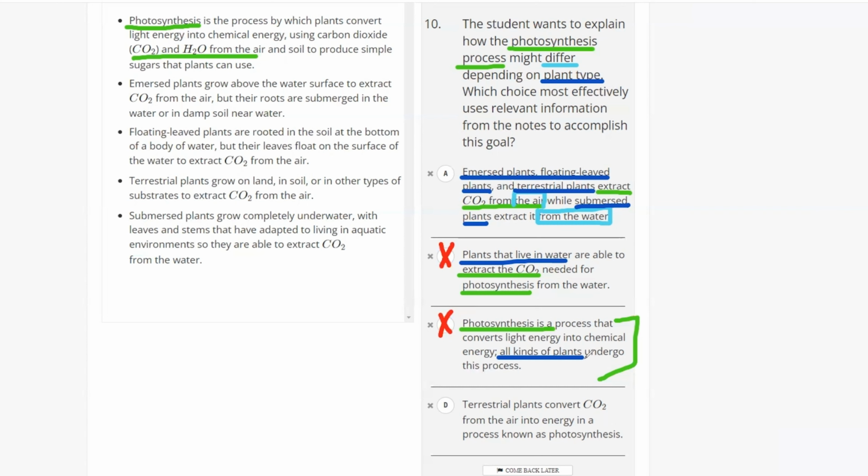Now, what about choice D? Terrestrial plants convert CO2 from the air into energy in a process known as photosynthesis. So, evidence of photosynthesis? Well, yeah, there we go, right there. Evidence of different plant types? Well, we see terrestrial plants mentioned, but do we see differences? No, we do not. That's what makes choice D incorrect.